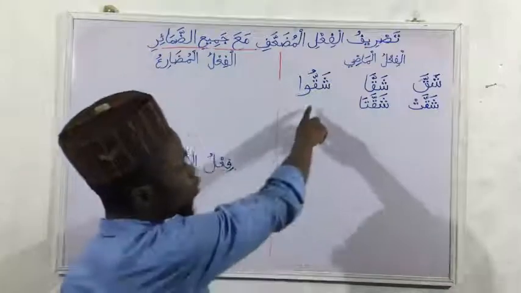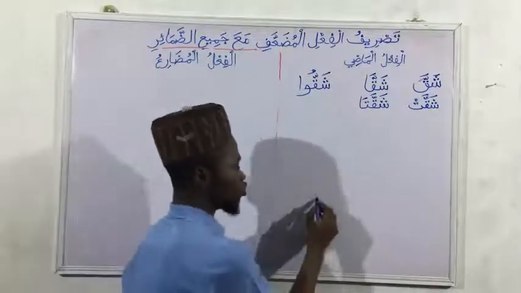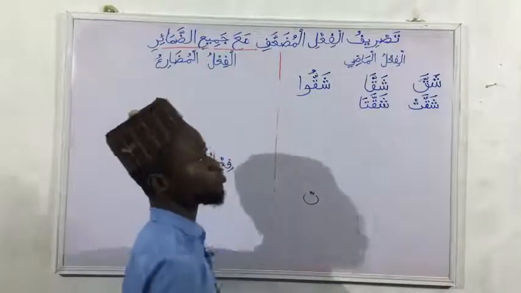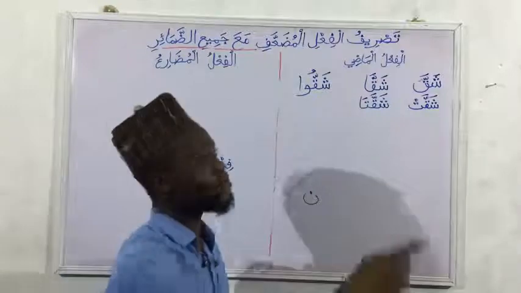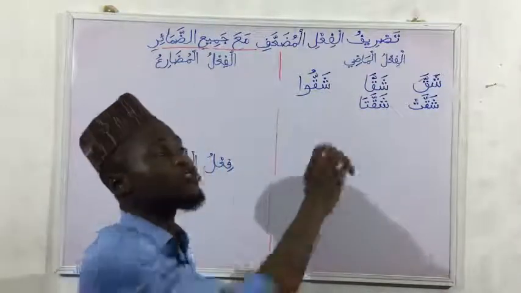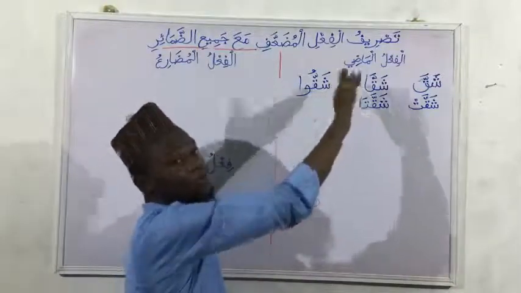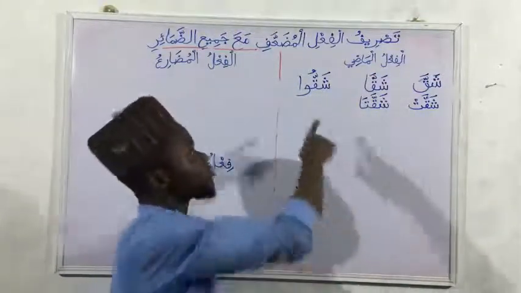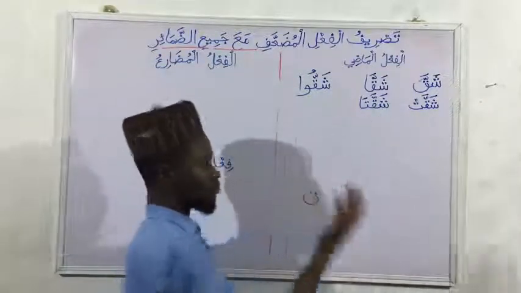Then for the last one in the third person, that is the plural for female, we use nun niswa. If you remember from the last class, the meaning of shaqqa is that it split. So you can just add the number for the remaining verbs. This is for dual, for male: they both split. Plural: they split. Then female, like that.